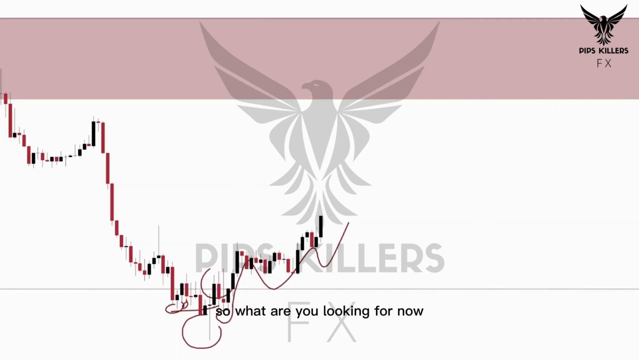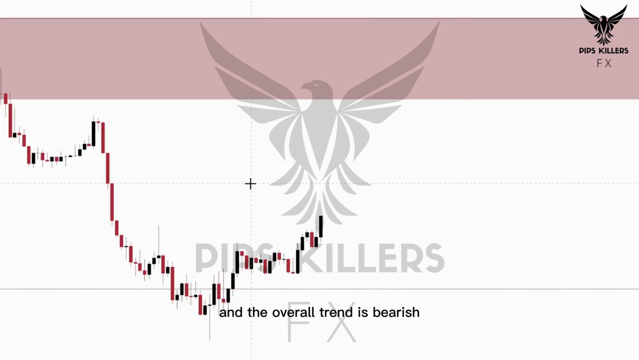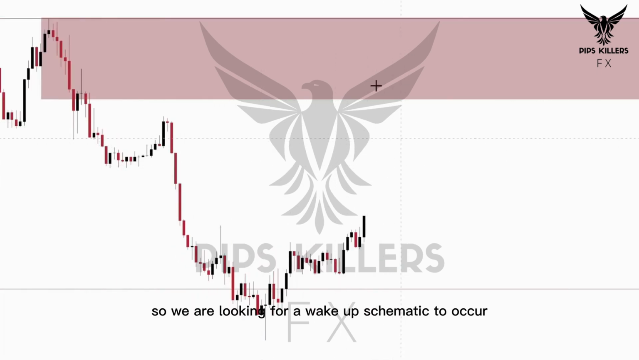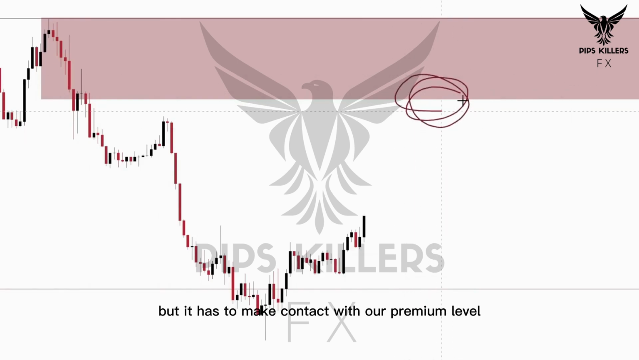So this already occurred. What are you looking for now? You want to ride the trend. You want to be in line with the trend, and the overall trend is bearish, like we said on the macro. So we are looking for a Wyckoff schematic to occur, but it has to make contact with our premium level.